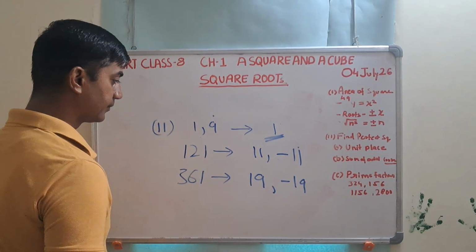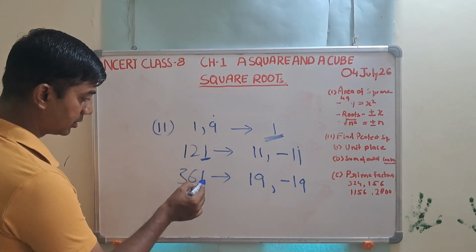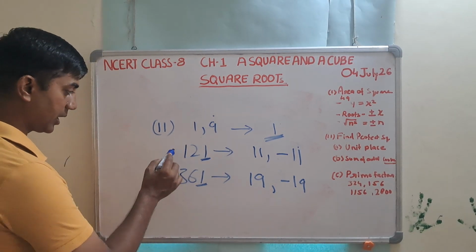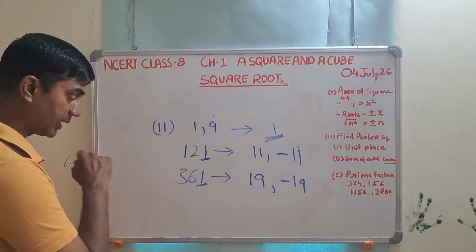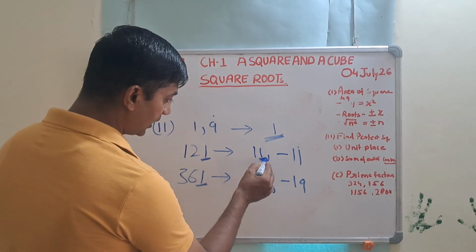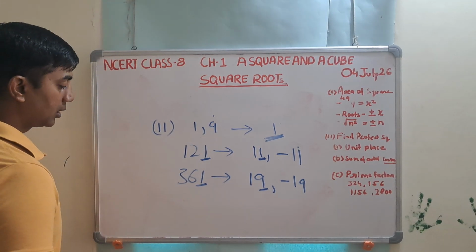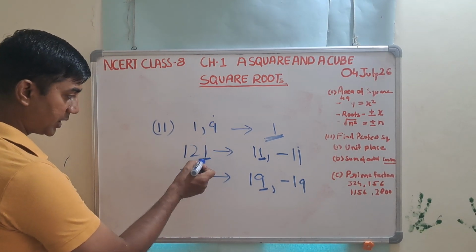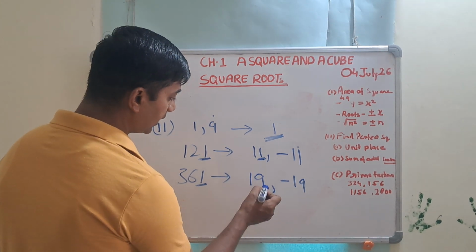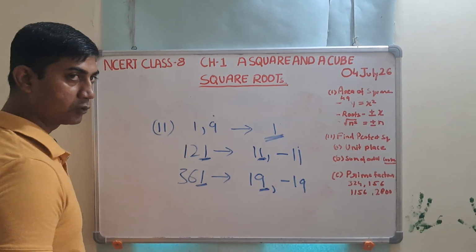What you can see? If your perfect square ends in 1, and this number is definitely a perfect square, then the unit place of its square root can be either 1 or 9. Okay, if the unit place of the perfect square is 1, then the unit place of its square root can be either 1 or 9, and which one is correct, that we have to find out.